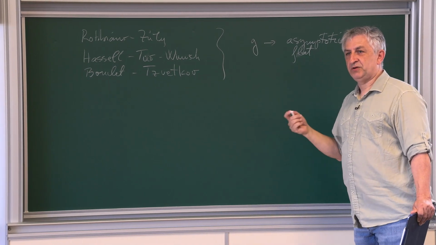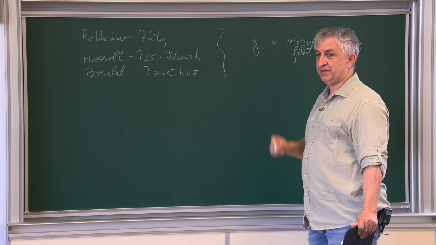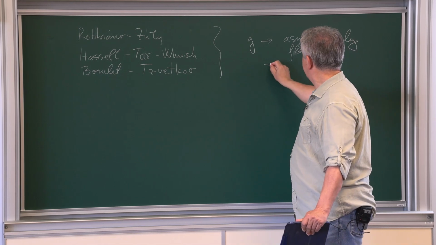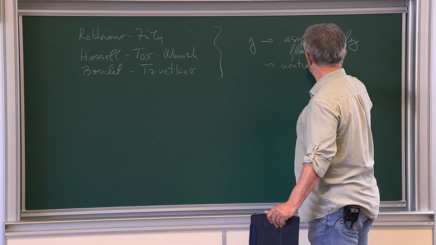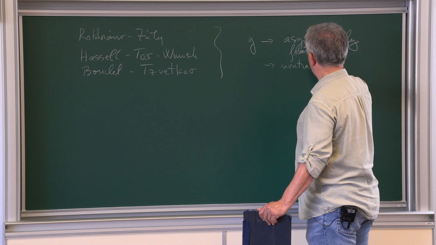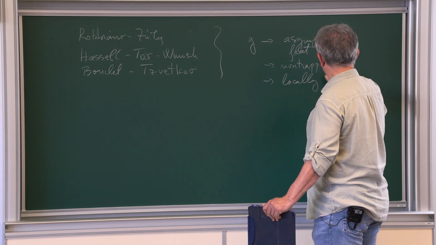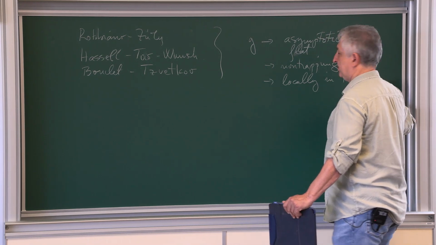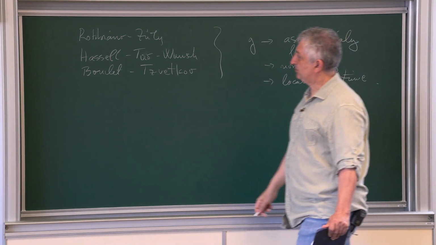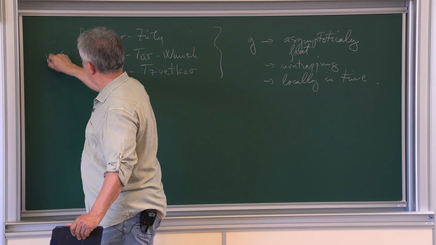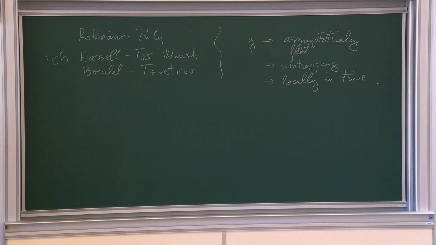When you do this, you also have to worry about something else. You have to make your metric non-trapping. This is something that I mentioned earlier. And you look at these results locally in time. All right? So this happened around more or less 2005. So this is nice, but you would also want to have results which are global in time.